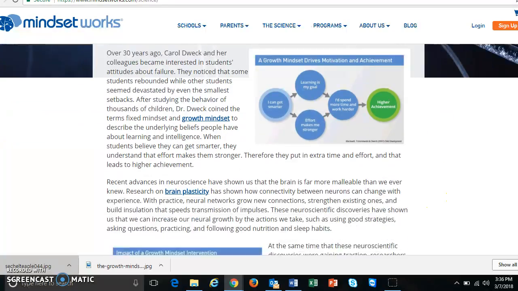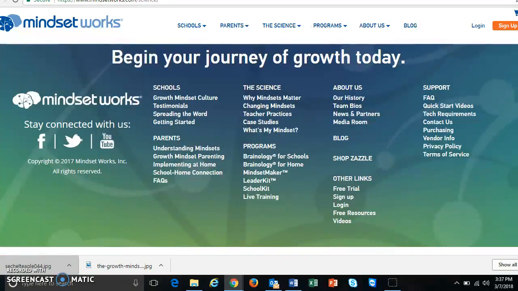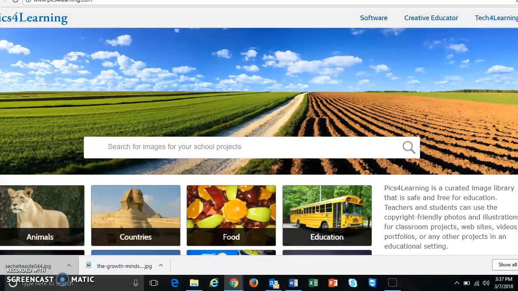I'm going to go over here and show you where I grabbed my first images. Here is the image, and then at the bottom, I took this from a Mindset Works website about growth mindset. I would have to put the copyright information under my image. And then I took the second picture of the bald eagle from Pics for Learning. It is a free site for teachers to grab any images for their classrooms.